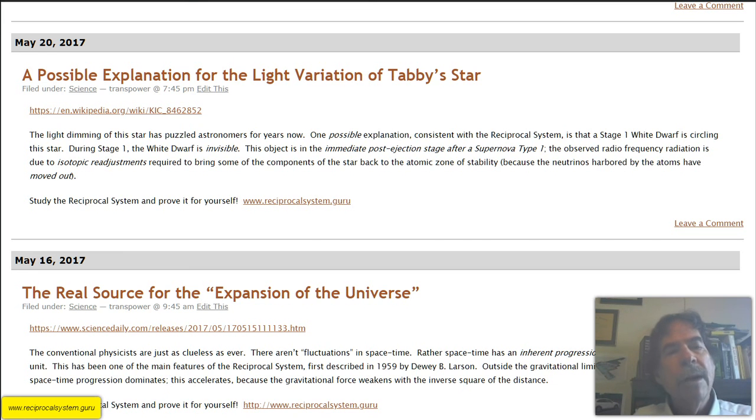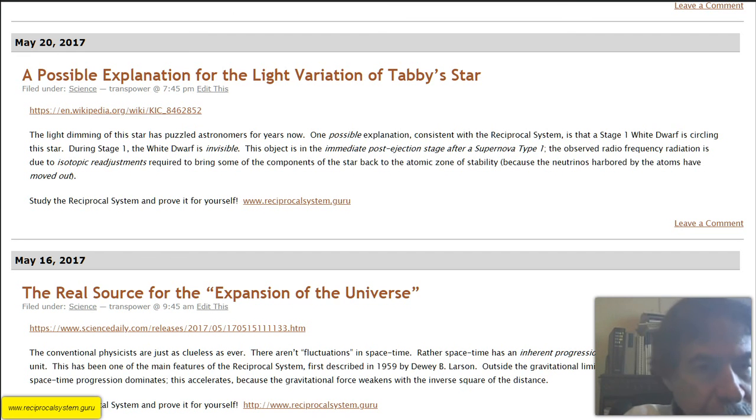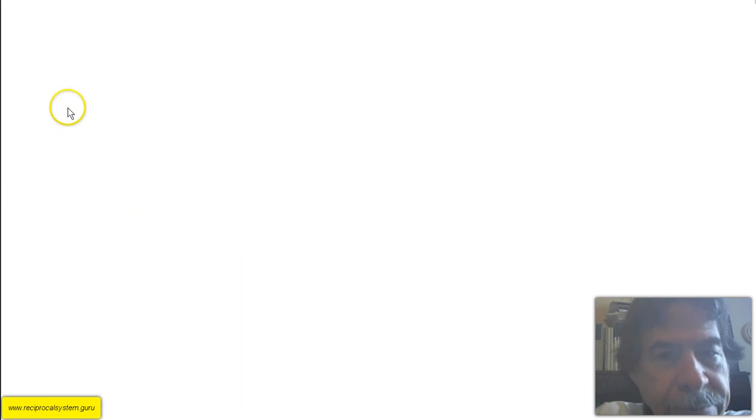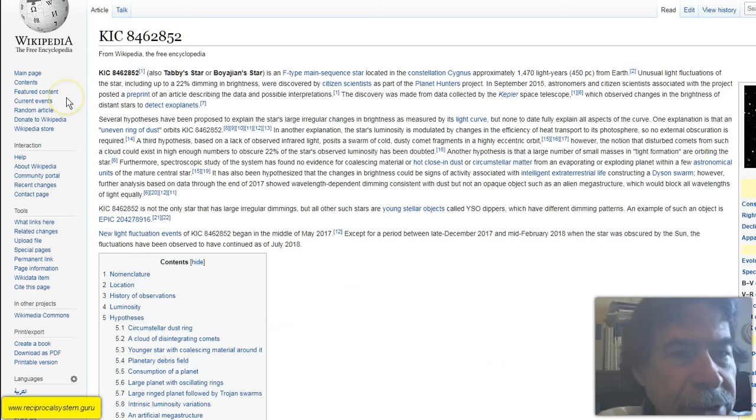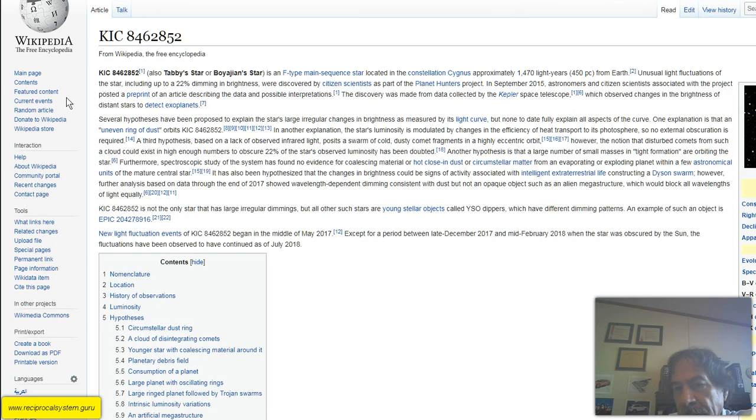Two topics: a possible explanation for the light variation of Tabby's star, and the real source for the expansion of the universe. So this time let's go to Wikipedia and take a look at Tabby's star, otherwise known as KIC 8462852. It says here it's an F-type main sequence star located in the constellation Cygnus, approximately 1,470 light years or 450 parsecs from Earth.